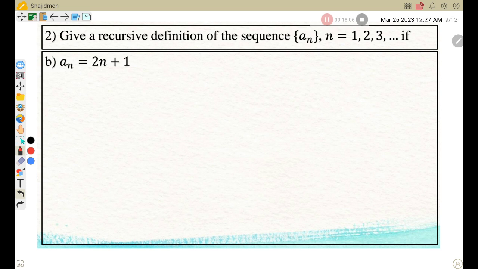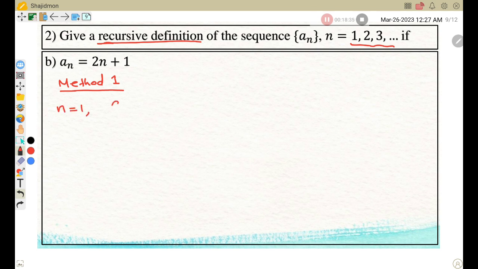Give a recursive definition of the sequence. Recursive definition, this is what our question. An equal to 2n plus 1. So I am doing this question by method 1 first, after that method 2 I can do here. So method 1, what we need to do? First just apply n equal to 1. What are the numbers n? N equal to 1, 2, 3 like that, it is continuing. So just apply n equal to 1 first.